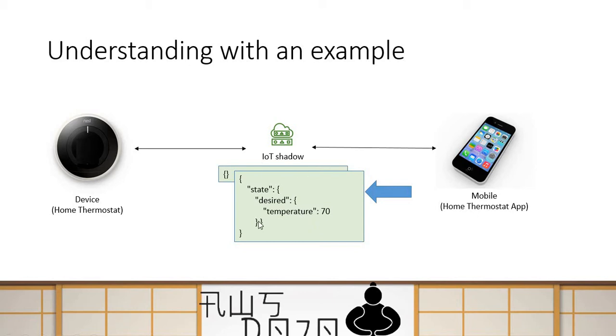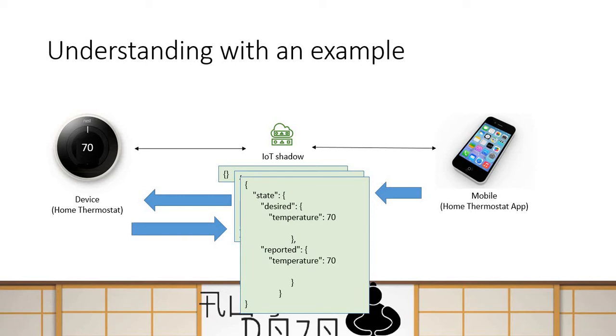Now, when it happens, the device will get a notification about a new shadow document, a new shadow state. It will read the new shadow document, change the temperature to 70 degrees, and report back that, okay, fair enough, I have changed my temperature to 70 degrees. Your desired state was 70 degrees, my reported state is also 70 degrees. So far, so good.